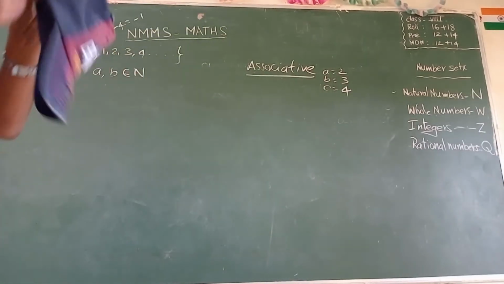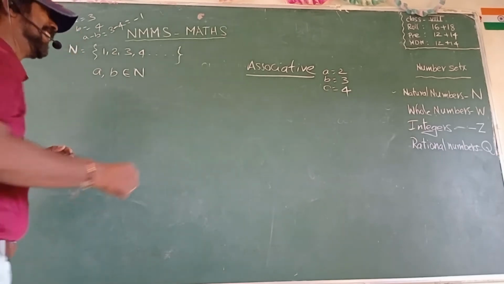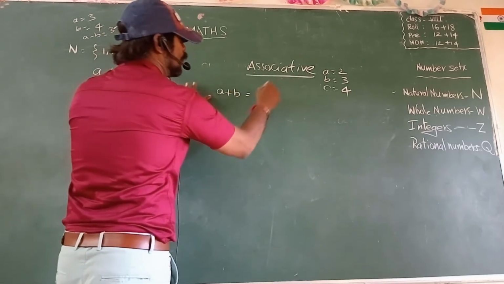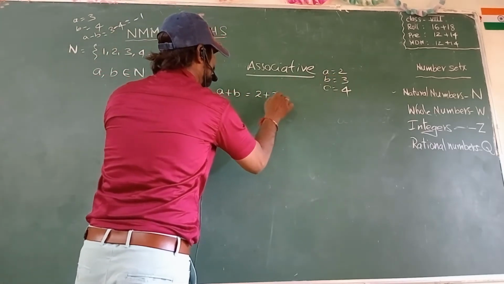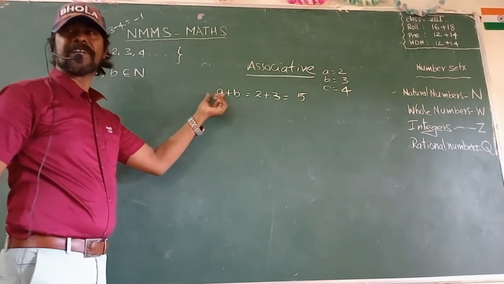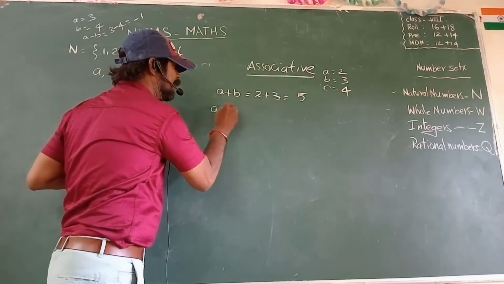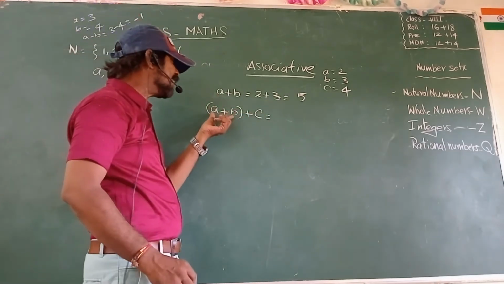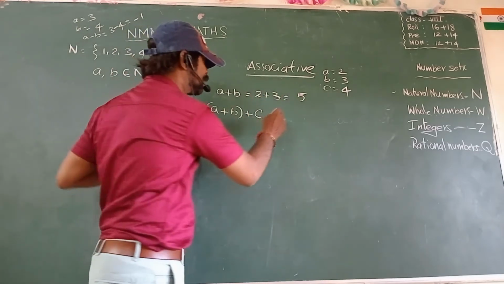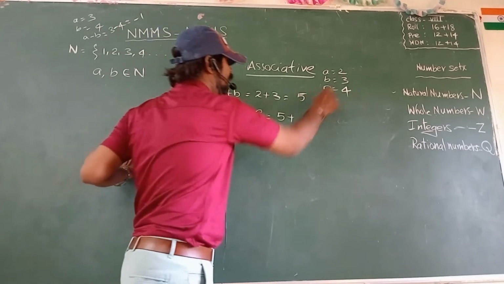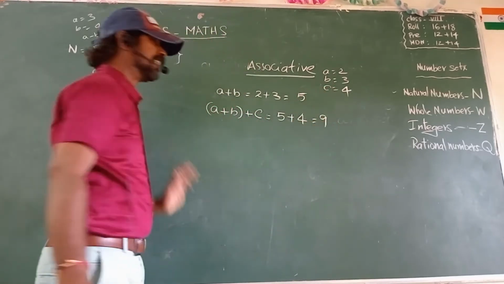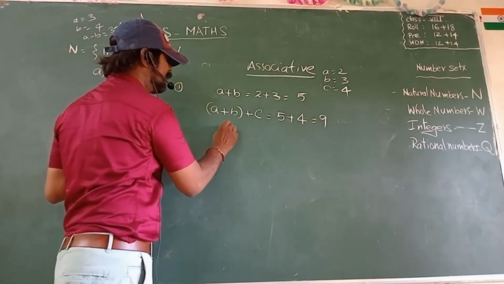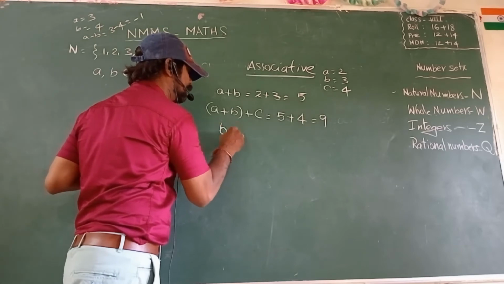Now, A plus B is equal to 2 plus 3, which is equal to 5. For this A plus B, again I am adding C. We get the answer: A plus B is equal to 5, plus C, 4. We get the answer 9. Understand? Yes, sir.